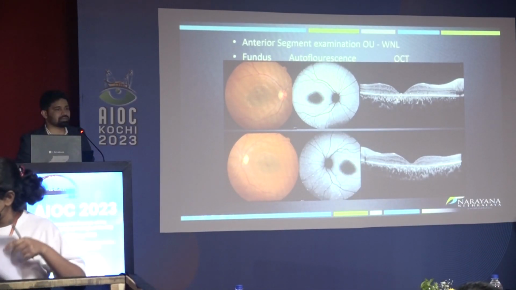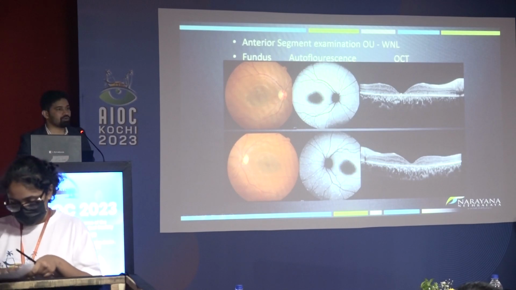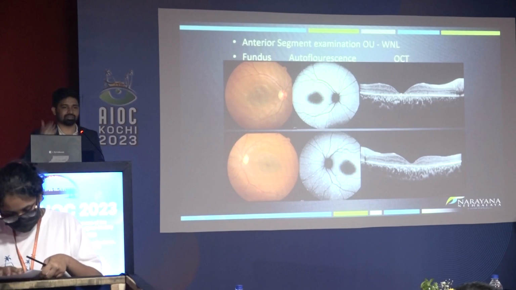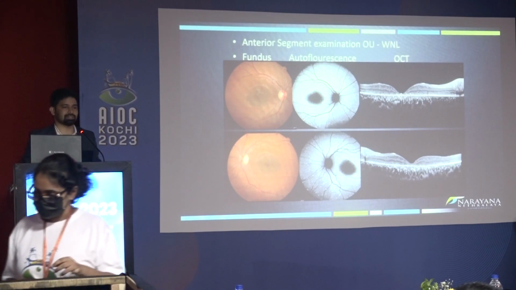The outer retina is completely thinned out. Macular atrophy with multiple flecks. Spot diagnosis, this is easy. Someone said it's Stargardt's disease, yes.